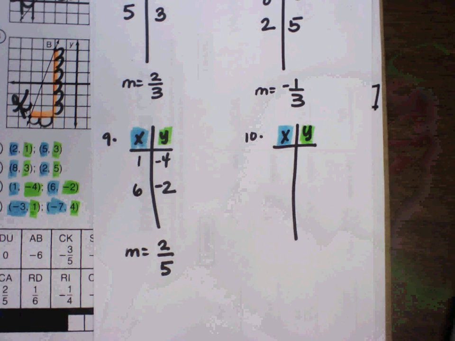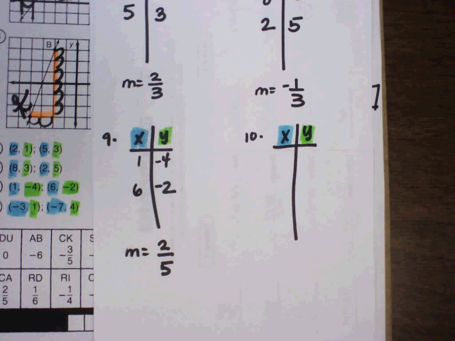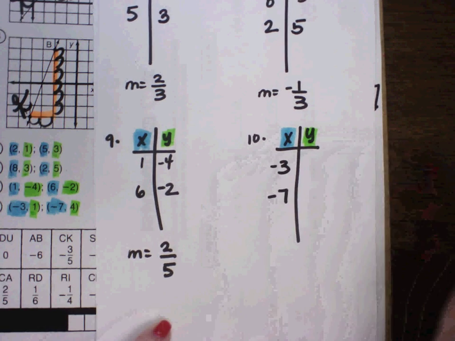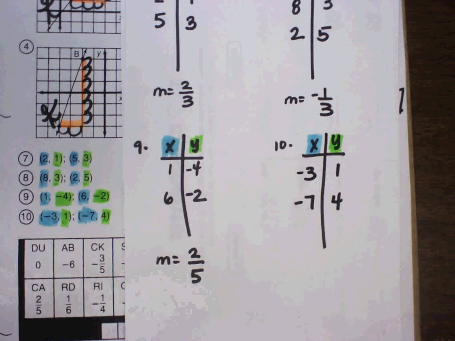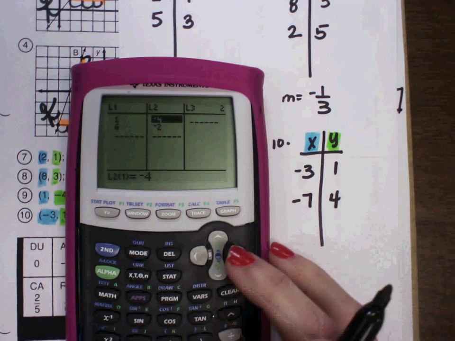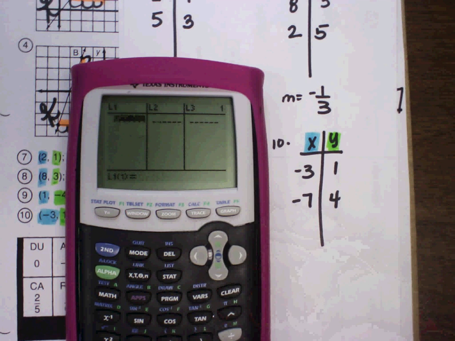All right. We're going to make the table. Jonathan, are you doing all these strategies or are you just going straight to the calculator? Okay, thank you, baby. All right, so what are my x's? -3 and -7. What are my y's? 1 and 4. Now what do we do? Thank you. How do we clear? Up, clear, enter. All the way up, clear, and enter. Okay, my x's are -3 and -7. What are my y's? 1 and 4.